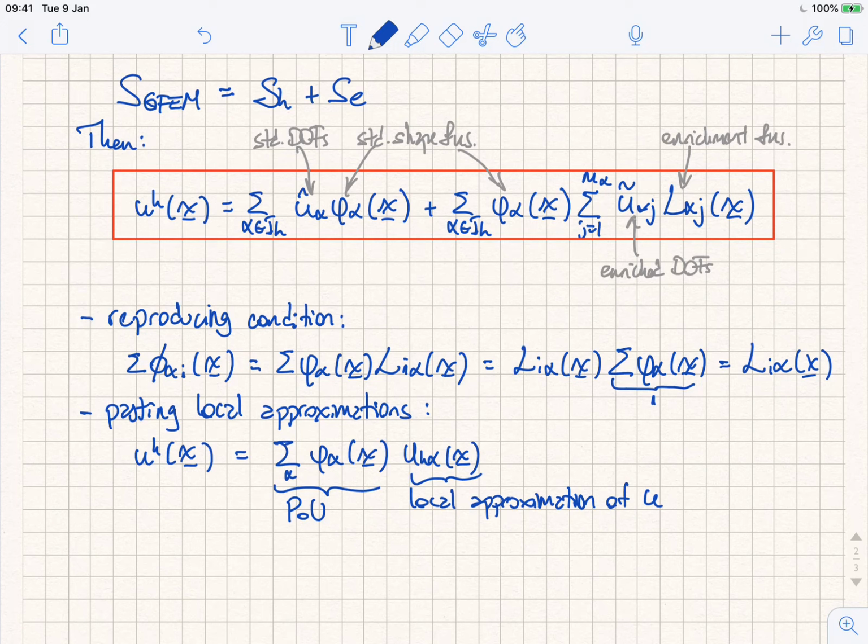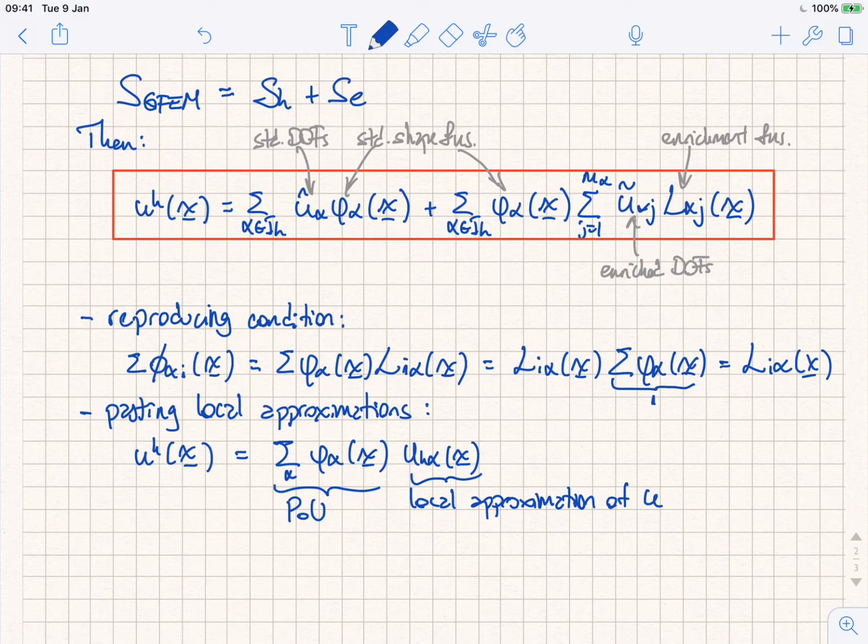Yeah. How can we choose the enrichment functions? That is a very good question. How do we choose the enrichment function? Well, it really depends on your problem. If you know that, let's say, in your domain, at a particular location, there is a singularity, then you would choose a singular enrichment close to that location.